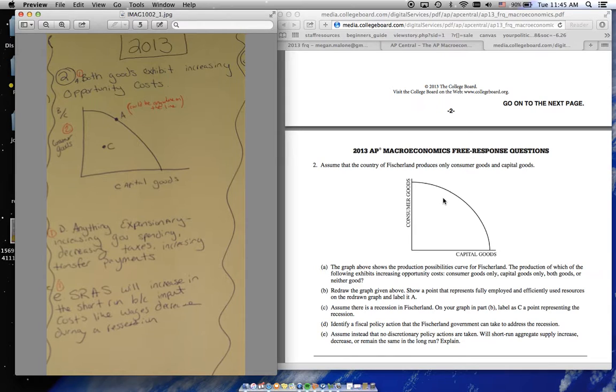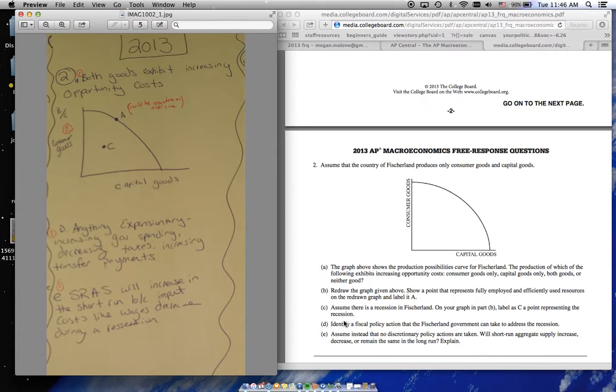So part B asks you to redraw the graph above and then show where full employment is. Full employment is anything along your line, right? So anything on here is being effective, everything that you want to be in the entire world. Everything is great. They then ask you to assume that there's a recession. So show us what's going on with a recession. At which point you should have moved in, part C, inside the line, because anything inside the line is being inefficient. It's a recession.